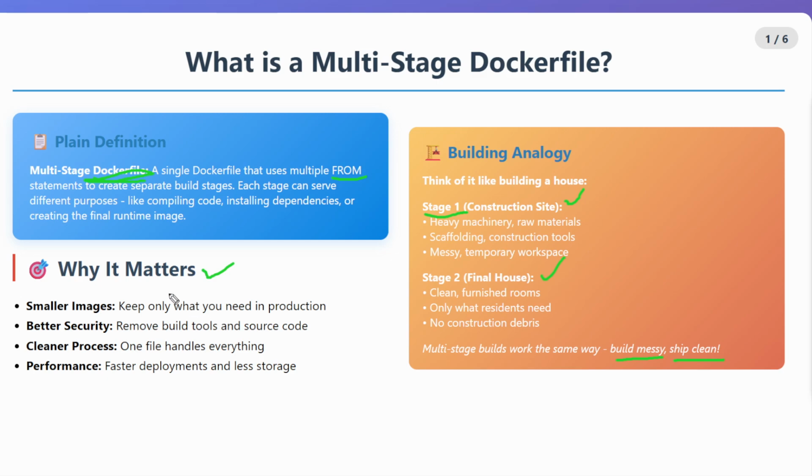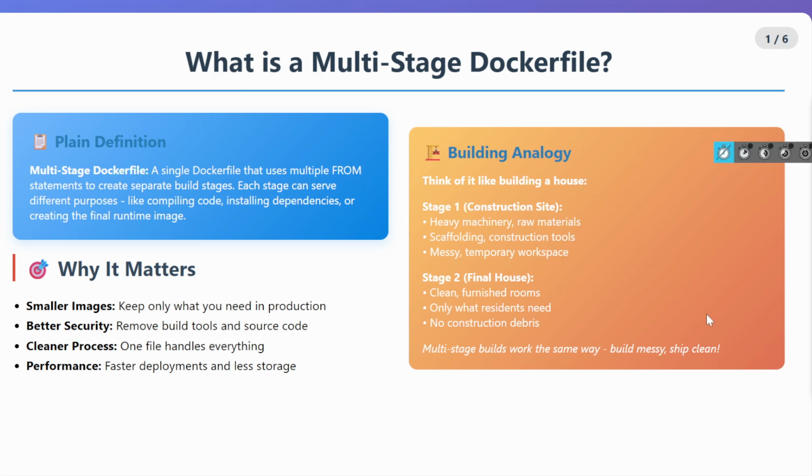So why exactly does it matter? It makes smaller images and keeps only what you need in production at the end. Better security is provided, since it removes your build tools and source code which are not required at the end. It gives a cleaner process, with one file handling everything. And for performance, it will definitely make deployment faster and consume less storage.